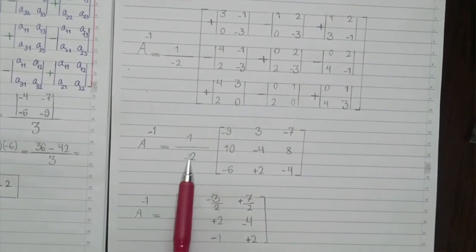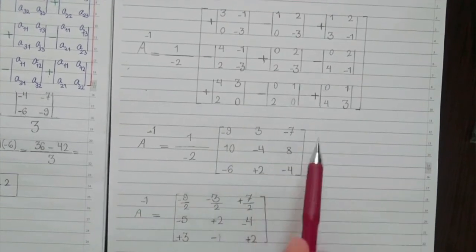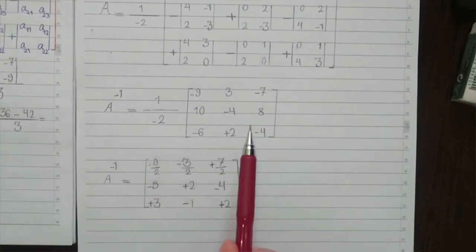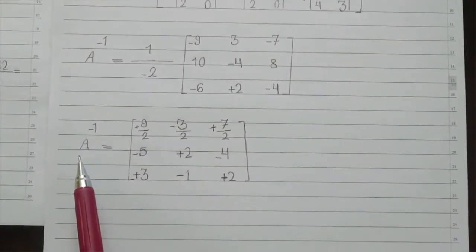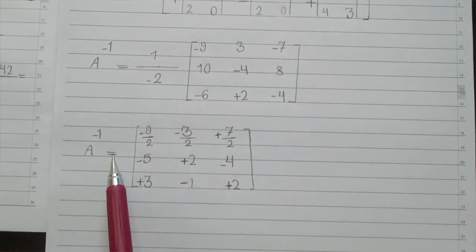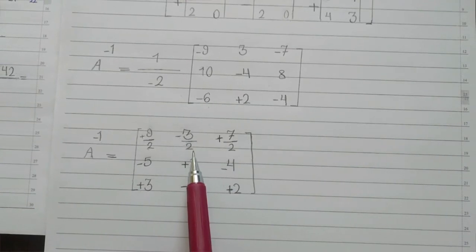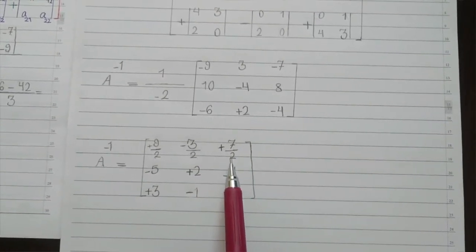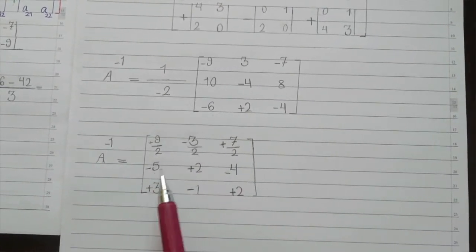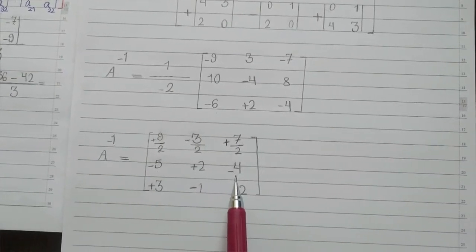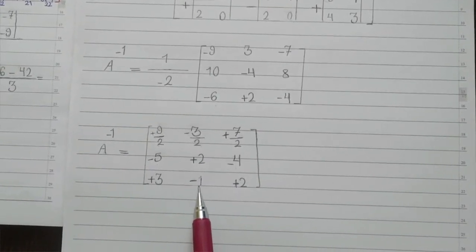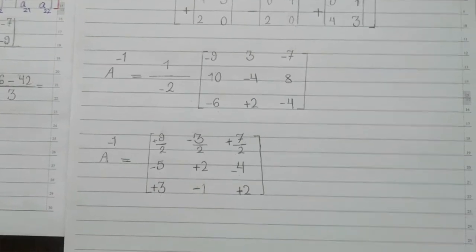Here we have 1 over negative 2 multiplied by this matrix. Okay, so we multiply it. So here we have A to the power negative 1 is equal to positive 9 over 2, negative 3 over 2, positive 7 over 2, negative 5, positive 2, negative 4, positive 3, negative 1, and positive 2.